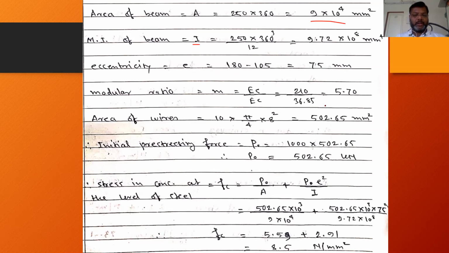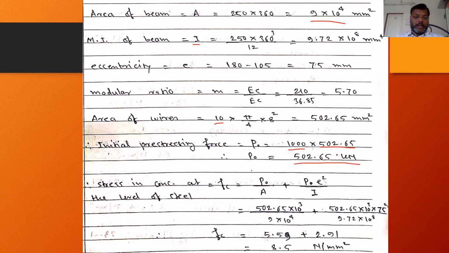Modular ratio Es by Ec is 5.70. For the area of wires, in the problem they have mentioned that there are 10 wires of 8 mm diameter each, so we can find the area as the number of wires into the area of one wire, which is 502.65 mm square. Now, as they have mentioned, the stress in the wire is 1000 Newton per mm square. So we find the initial pre-stressing force P naught by multiplying 1000 with 502.65. P naught is equal to the initial stress in wire into the area of wire, so you get the total pre-stressing force as 502.65 kilonewton.